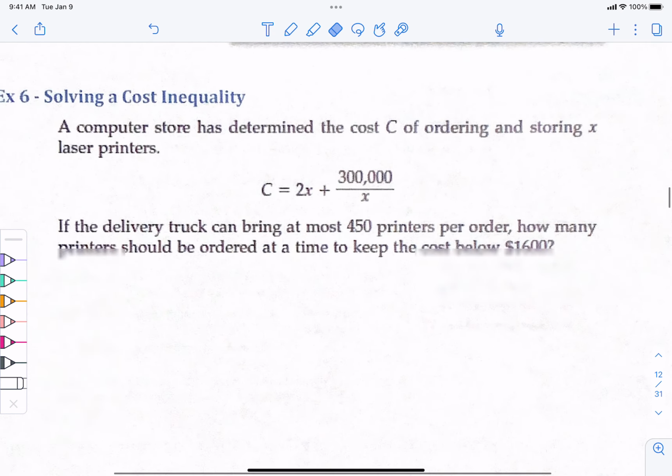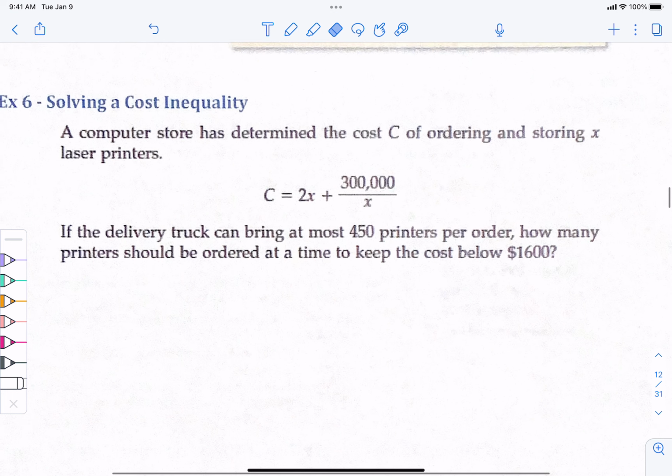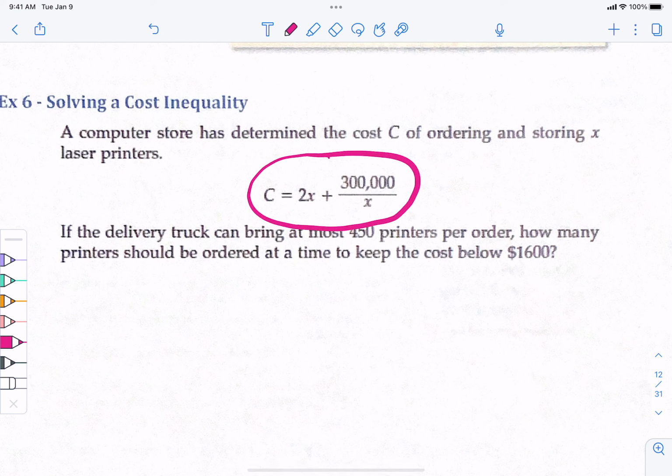Okay? All right. Solving a cost inequality. They give me that this is the cost of ordering and storing laser printers. So this is how much it costs me to order and store them. If the delivery truck can bring at most 450 printers to order, how many printers should be ordered at a time to keep the cost below 1,600? So I want 1,600 to be the cost, and I want this chunk to be less than or equal to 1,600. Do you see how that works?